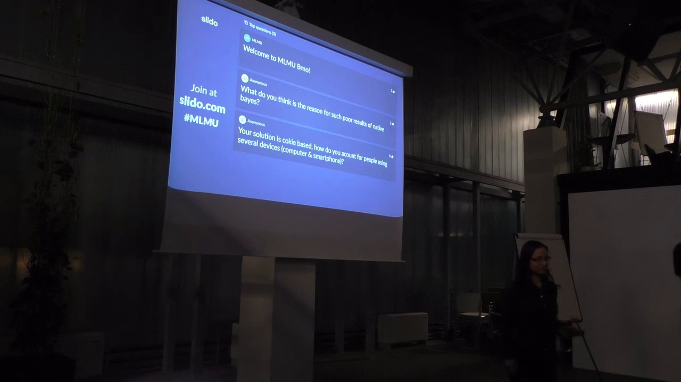The second question is about the cookie solution for tracking users. Those third-party cookies are going to disappear, well, in 2 years, I think it will be done. So how do you deal with that?